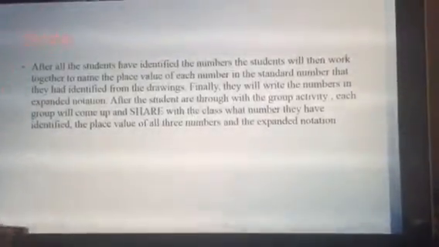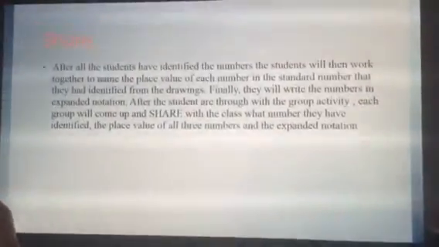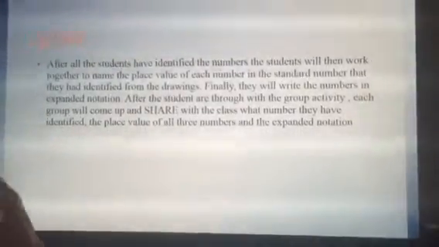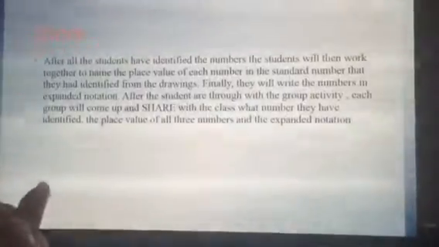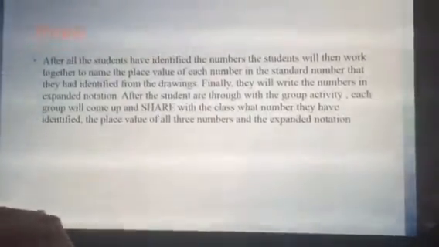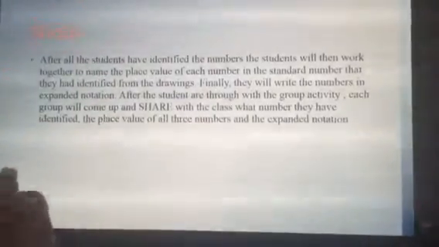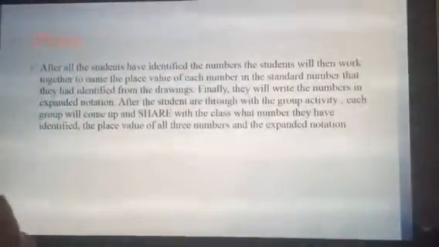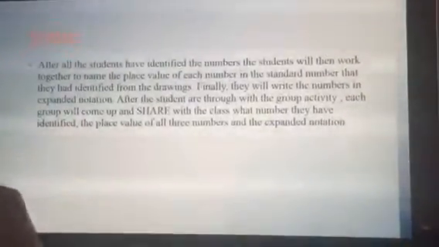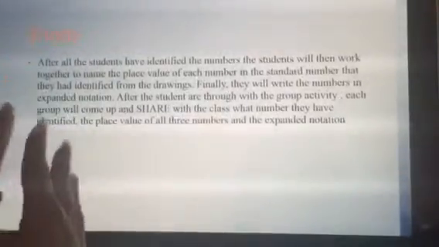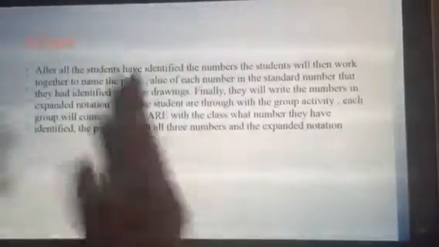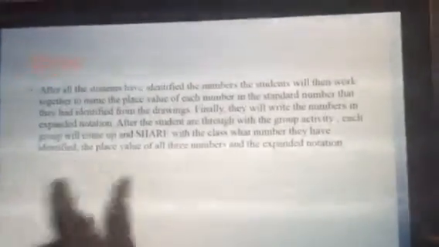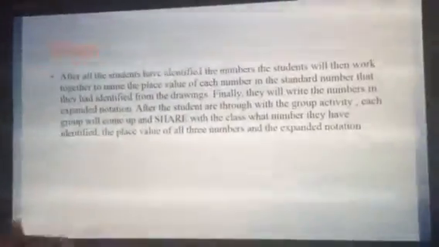The share part is that after the students have identified the numbers, the students will then work together to name the place value of each number in the standard form that they have identified from the drawing. Finally, they will write the numbers in expanded notation. After the students are through, they will have the group activity where each group will come up and share with the class what numbers they have identified, the place value of all 3 numbers in the expanded form. So they will have to show the picture, and then the numbers that they created in standard form, and then how they did it in expanded form.